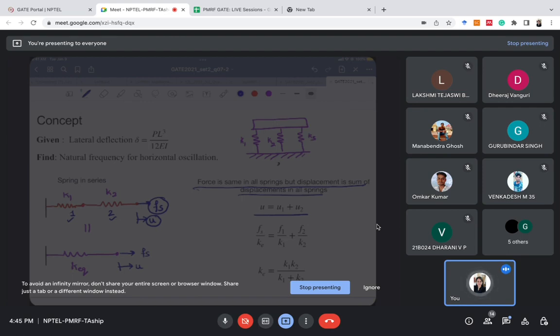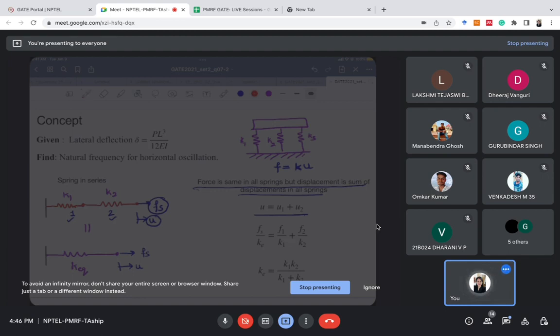And the most important thing you should remember is force equals K into U. I hope you know this. Force equals stiffness into displacement. This formula is very, very important. Just remember this. Now, we'll replace the value of U by F by K: F1 by K1 and F2 by K2 for this.